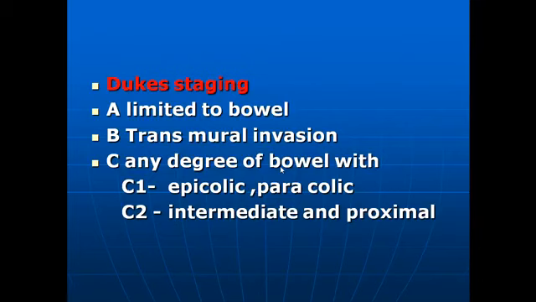So, recapitulating the Dukes staging. Stage A, the tumor limited to the bowel. Stage B, the transmural invasion. Stage C, any degree of bowel wall involvement with lymph nodes, with C1 being epicolic and paracolic lymph node involvement, and C2 meaning intermediate and proximal lymph node involvement. So that is the Dukes staging.